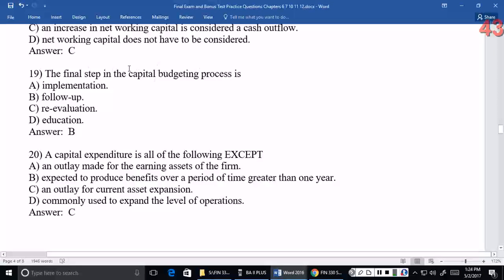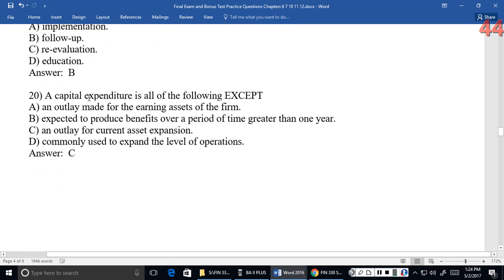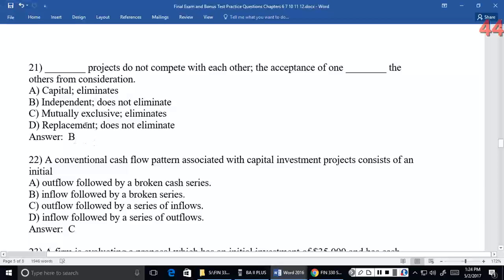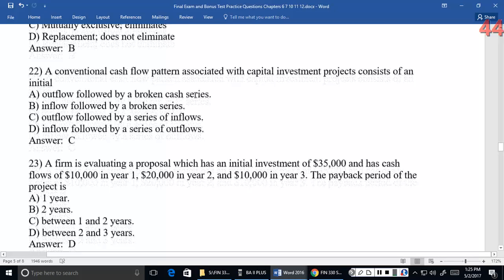The final step of the capital budgeting process, we looked at this briefly, but we said that is follow-up, the last step. Number 20, capital expenditures, all of the following except C, an outlay for current asset expansion. Number 21, the answer is B, independent projects do not compete with one another. The acceptance of one does not eliminate others from consideration. And this is what we talked about earlier, conventional cash flow pattern is C, it's an outflow or the initial investment followed by a series of inflows.